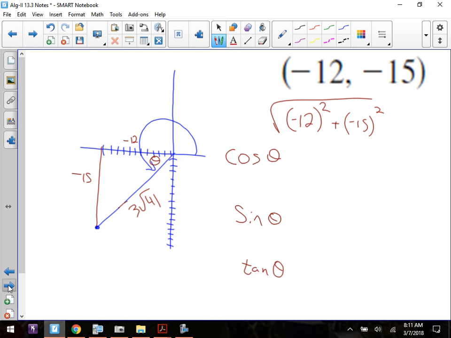Cosine is x over r, so it's going to be -12 over 3√41, which means I'm going to have to simplify that. Okay. This one's relatively simple because you have the -12 and a 3. What do you get out of that? Yeah, you get -4 over the √41. And then how do you move the √41? Move top and bottom by √41. So your answer winds up being -4 √41 over 41. Okay.